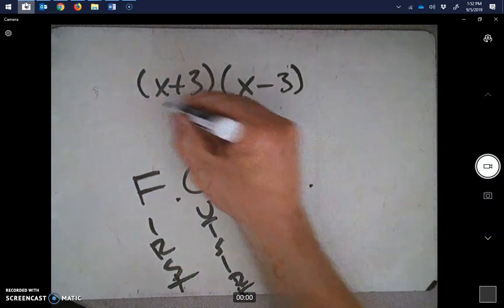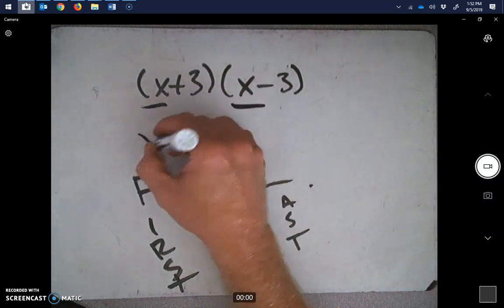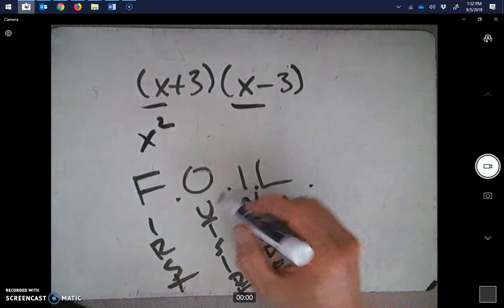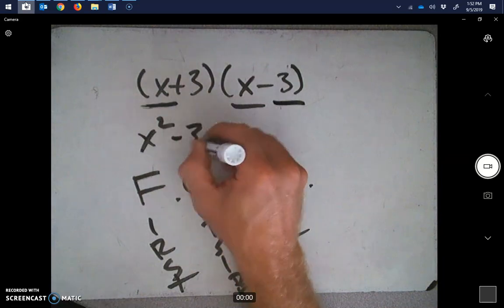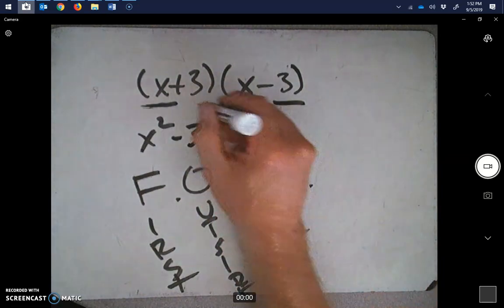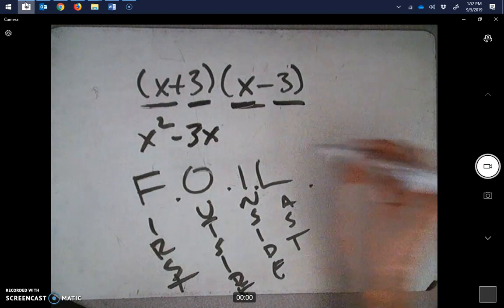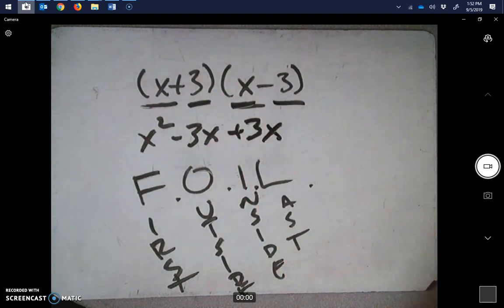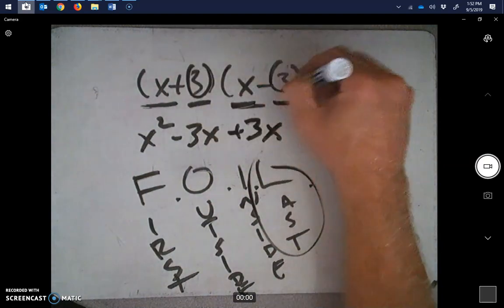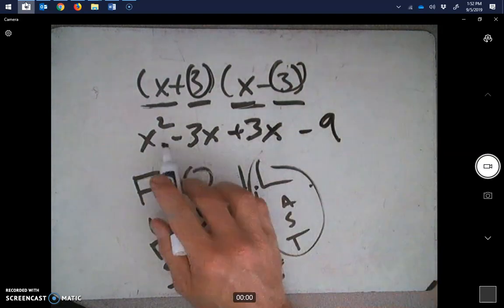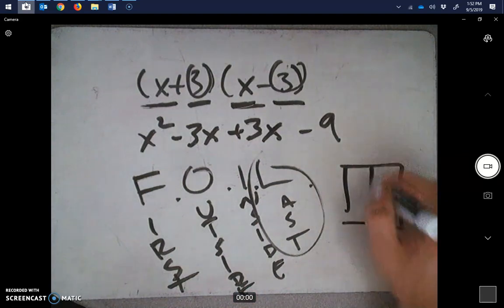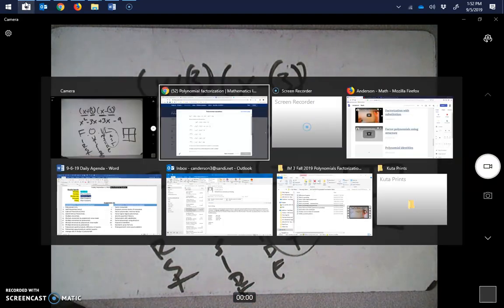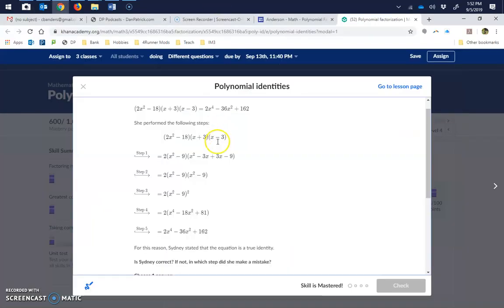So what you do is you take the first terms, you multiply them, x squared. Then you take the outside terms, and you multiply them, and you get negative 3x. You take the inside terms, we get positive 3x, and then you take the last terms, and we get negative 9. So x squared minus 3x plus 3x minus 9. That's the same thing as doing box method, okay? And that's what they get right here. So that step is also correct.